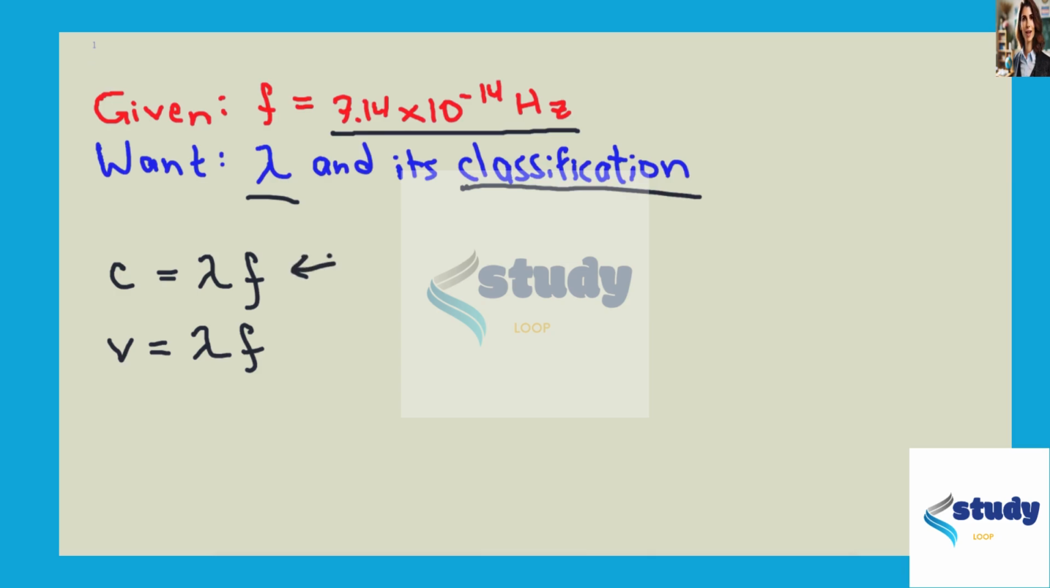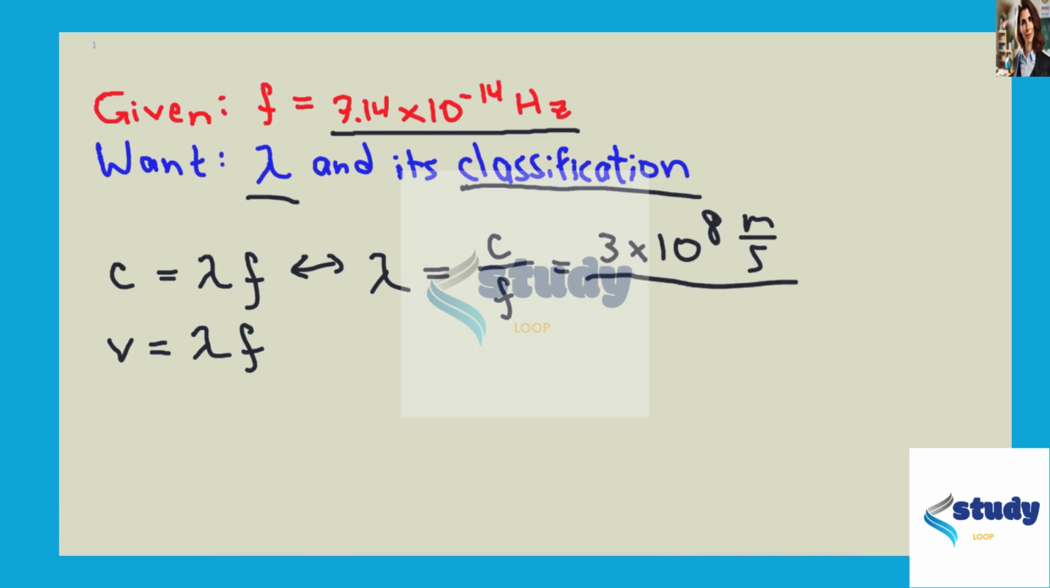All we need to do now is rearrange this to isolate for our wavelength. And you can see that that should be speed of light divided by frequency. And then we can just plug that in. So we know speed of light is 3 times 10 to the power of 8 meters per second. And we're given that our frequency is 7.14 times 10 to the power of negative 14 hertz.